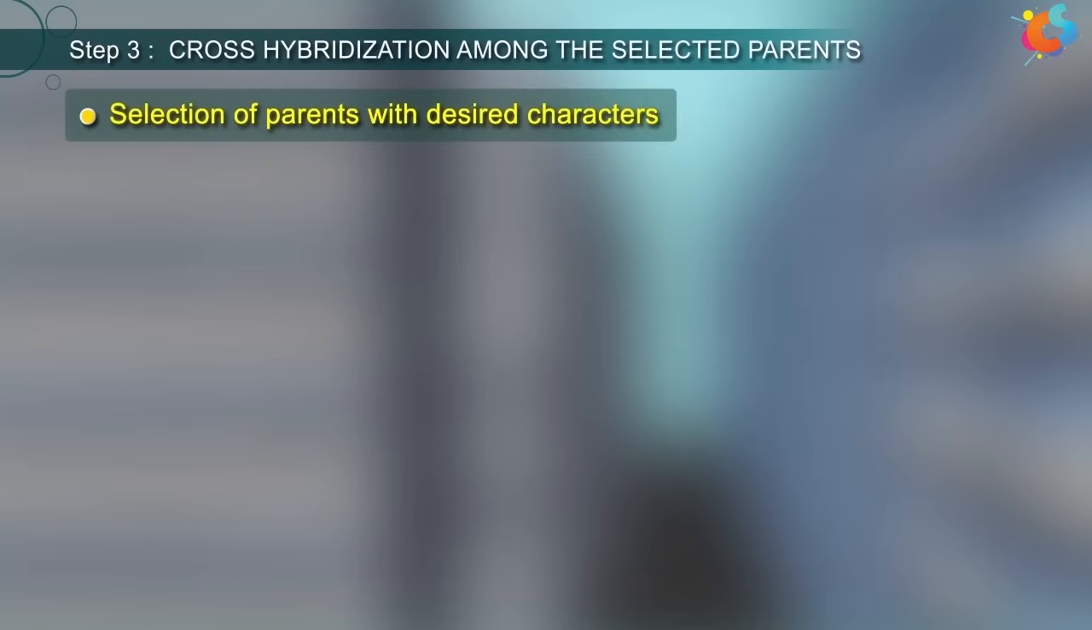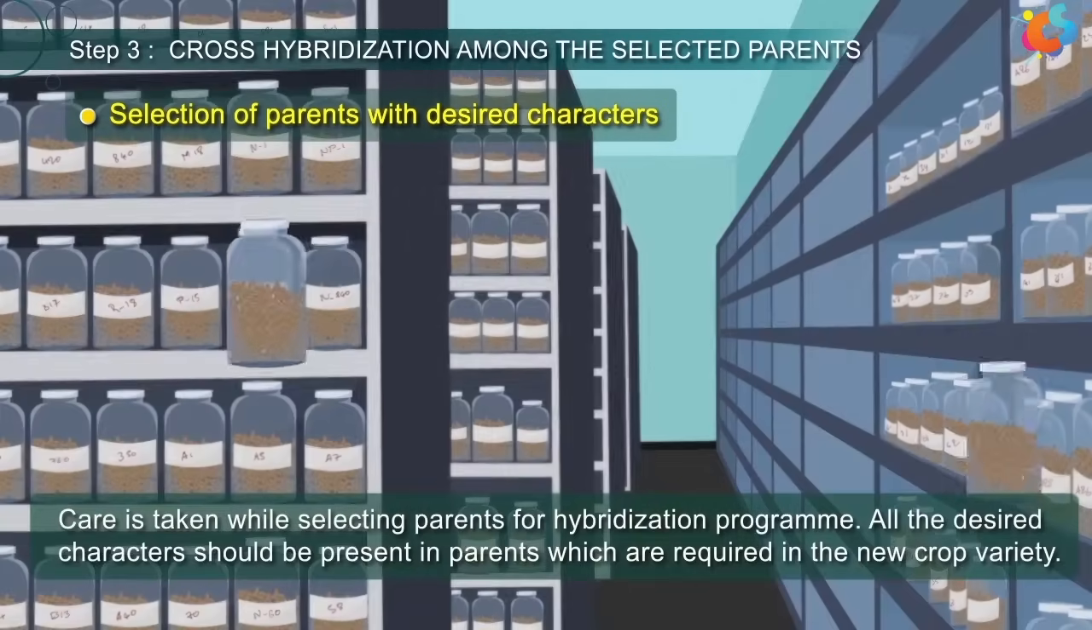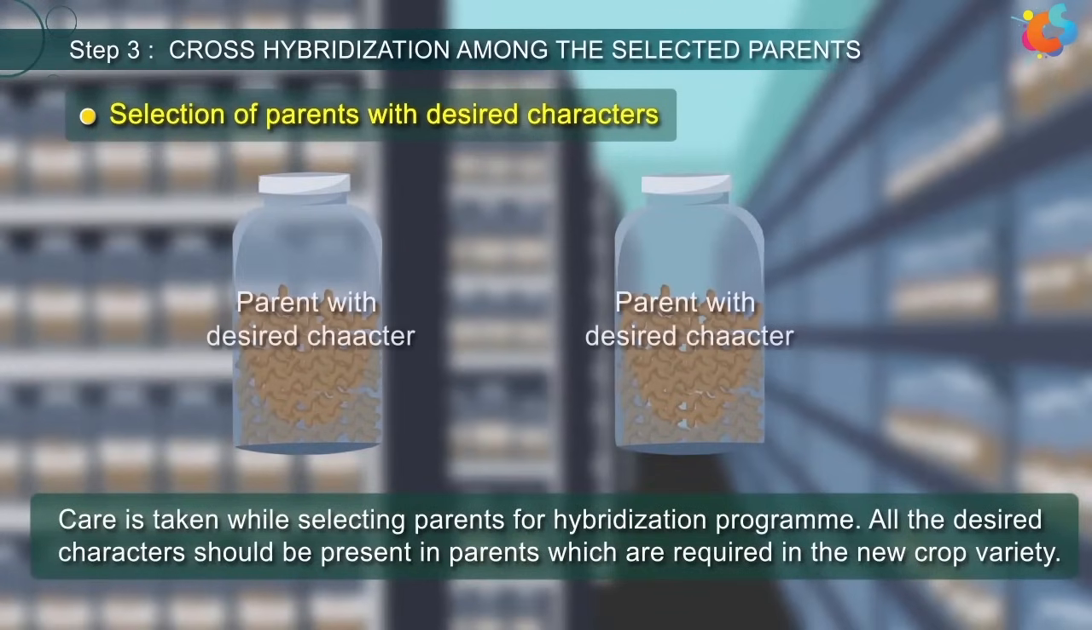Selection of parents with desired characters. Care is taken while selecting parents for the hybridization program. All the desired characters which are required in the new crop variety should be present in the parents.